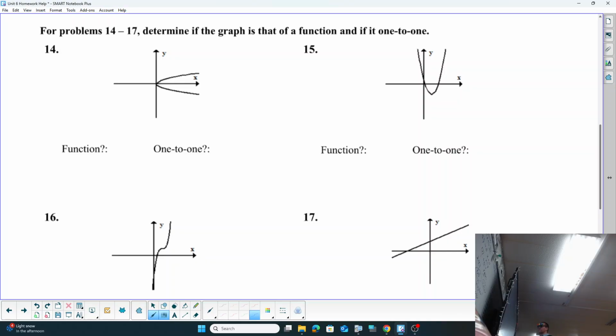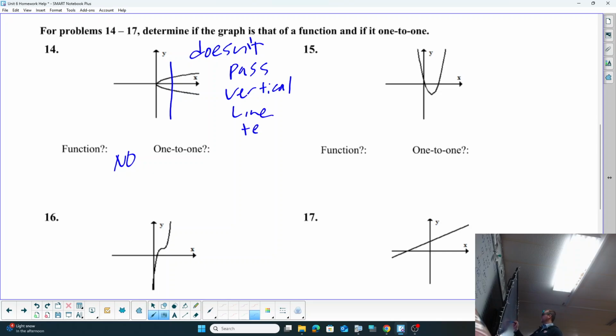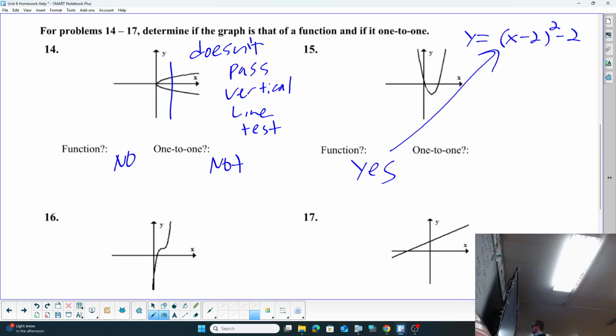Nice. So is this a function? That's definitely not a function because it doesn't pass the vertical line test, and it's not one-to-one or onto. This one is, yes, a function, right? It's like y equals, I don't know, (x - 2) all squared minus 2. So yes, it is a function.